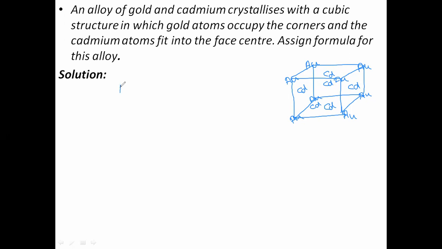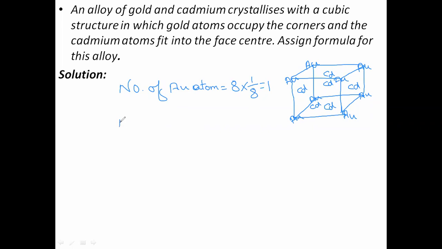So, the number of Au atoms. How many Au atoms are present? 8. What is the contribution of each gold atom? 1 by 8. I hope everyone can understand this. Why is it 1 by 8? Because gold is present in the corner. So it will be equal to 1. I hope that's fine for everyone.